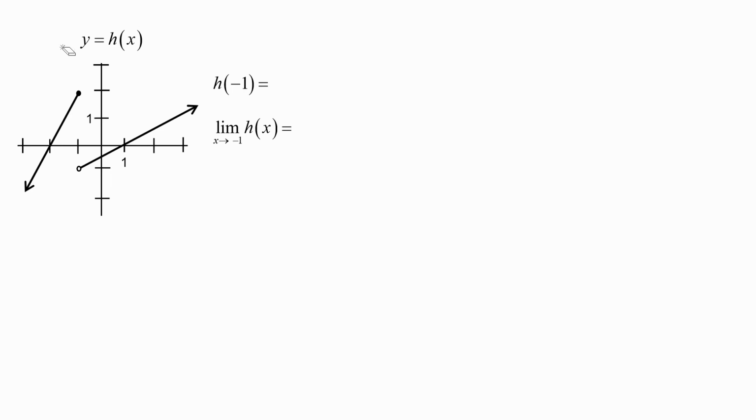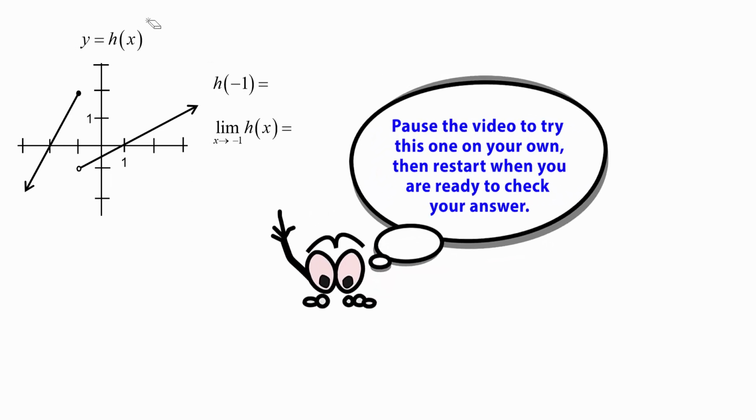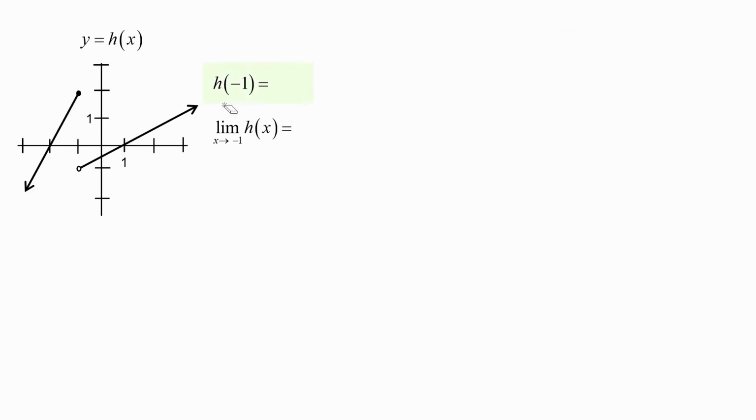Next up, we are given this graph of y equals h of x. So pause the video and try answering this one and restart when you're ready to check. First, we have to find h of -1. Well, -1 is right here on the graph, and we see that the y value there, this is an open circle, so that isn't it. We have to go up here, and h of -1 is equal to 2.